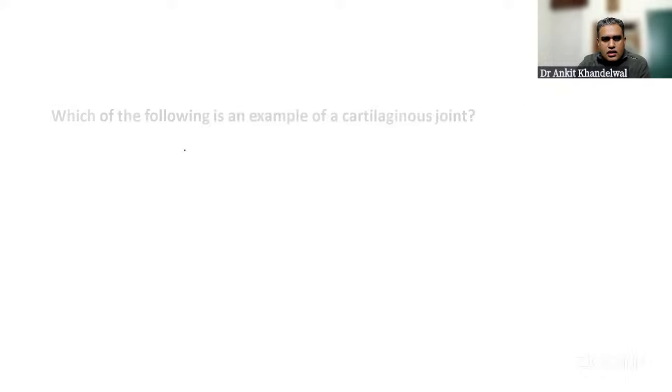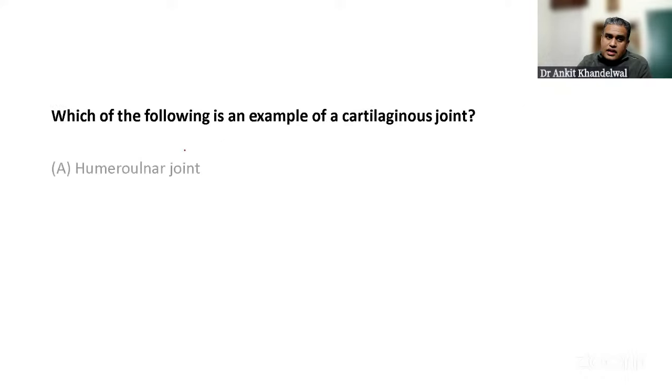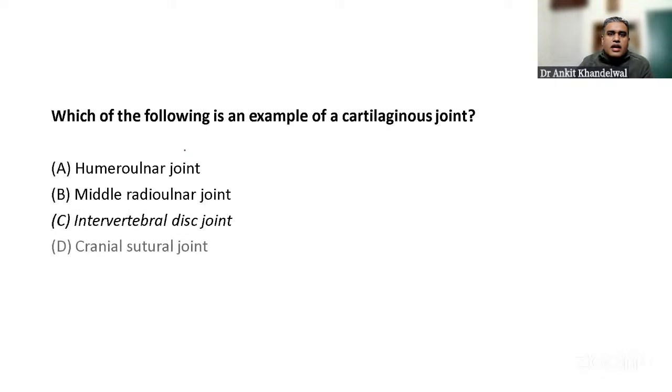Okay. Which of the following is an example of, here comes the joints part, cartilaginous? Remember, they are not specifying whether it is primary or secondary. Primary we have epiphyseal, diaphyseal. Secondary are mostly in the midline. And here is the intervertebral disc. It is secondary cartilaginous. If you look at the other options, humeroulnar comes under elbow, so it is your hinge variety. Middle radioulnar is a fibrous syndesmosis.